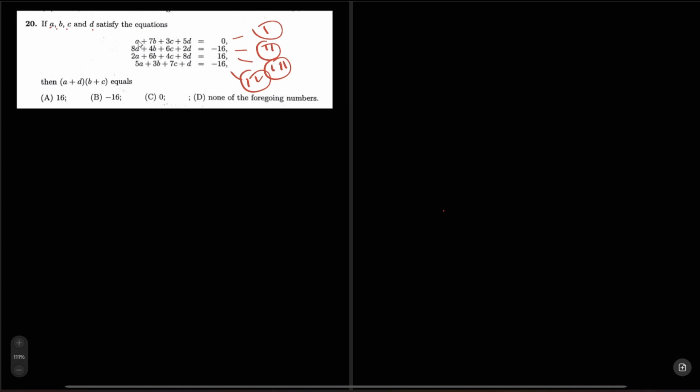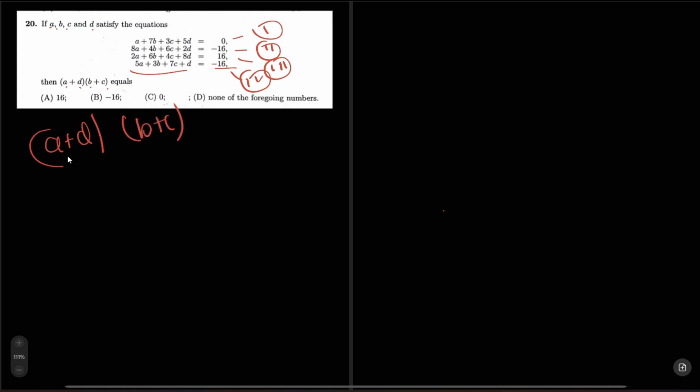Now they all are equal, LHS and RHS. Now what we have to do is find the product between the sum of a added to d and b added to c. We have to find a plus d and multiply it by b plus c.